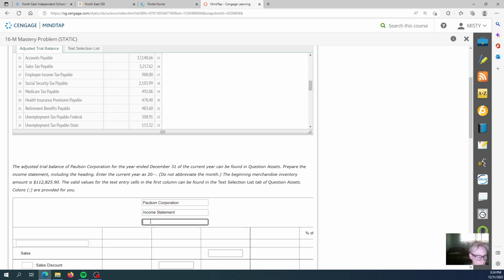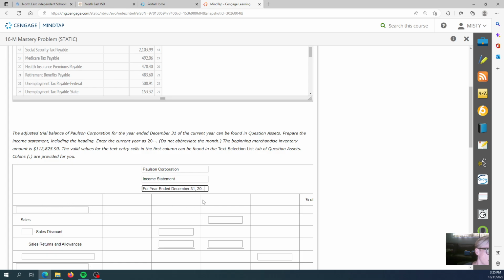And income statement is for a certain period. This one is for the year ended December 31st. It's very particular, as you guys know. So for year ended December 31st, comma, 20, and then it wants you to put in the dash, but we would put in the year 2022, right? All right, good. Now, income statement.